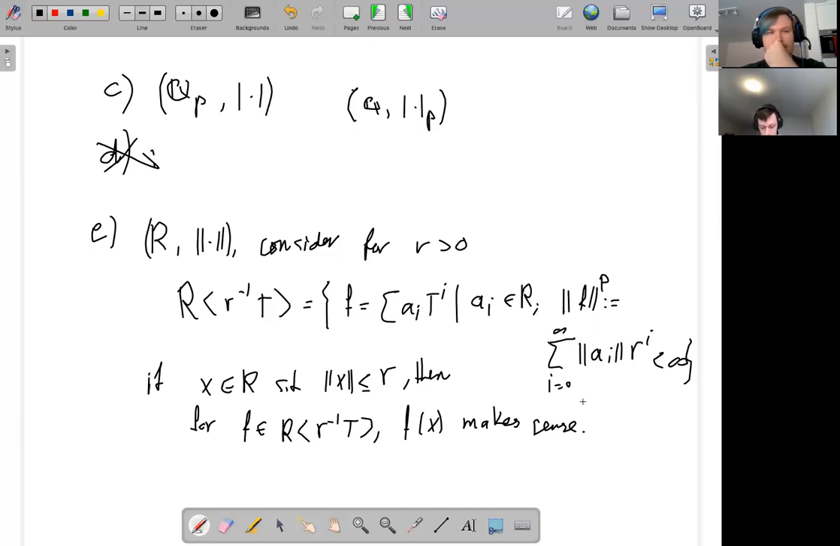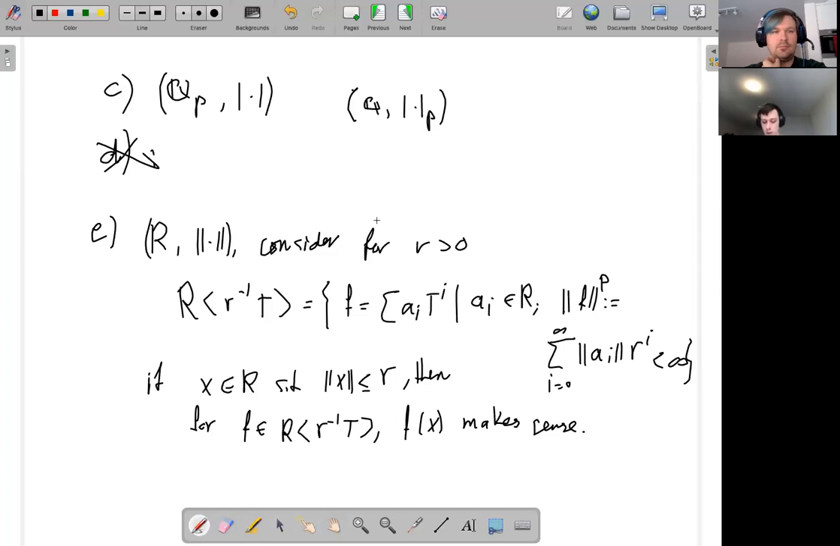Okay. So this is an important thing, and this is what I think people call the closed unit disk over the ring R. I have to do a new page.